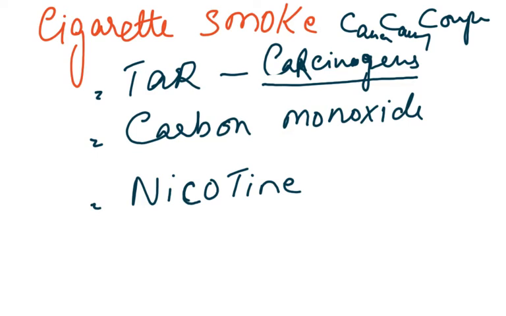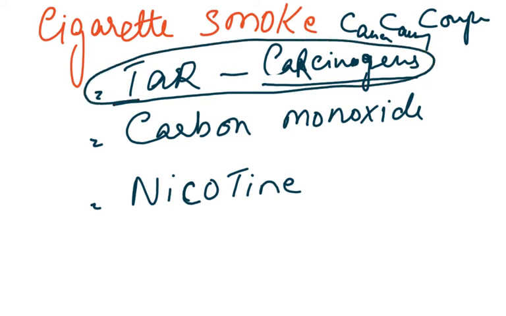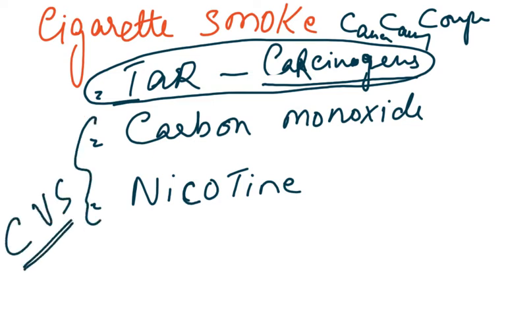In general, tar and carcinogens damage the gas exchange system. So, both of these are going to damage the gas exchange system. And carbon monoxide and nicotine damage the cardiovascular system, which is the heart and different arteries and veins. So tar and carcinogens only damage the gas exchange system, while carbon monoxide and nicotine damage the cardiovascular system.